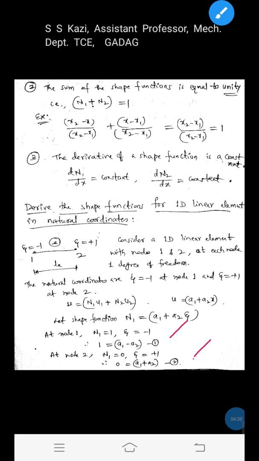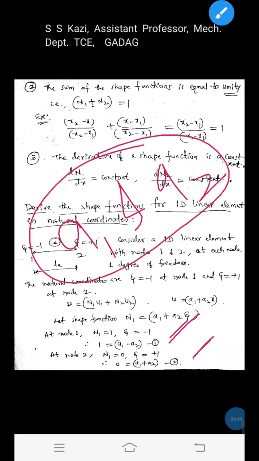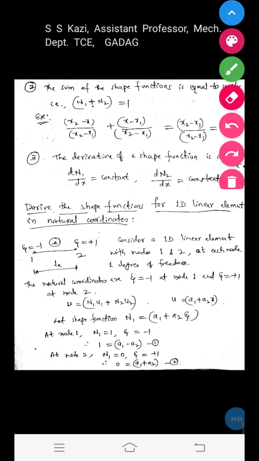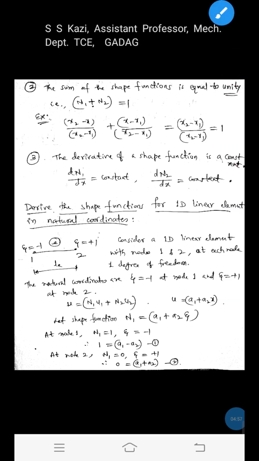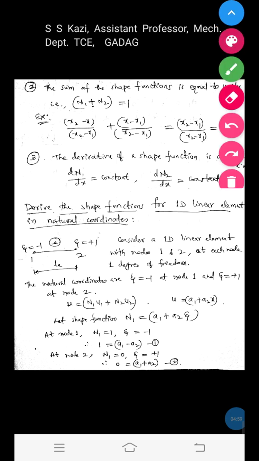Okay, by solving these two equations we should find the values of a1 and a2. After that, these a1 and a2 values have to be substituted back into this n1 equation. We will get the resulting shape function. Okay, now we will move on to solving these two equations.